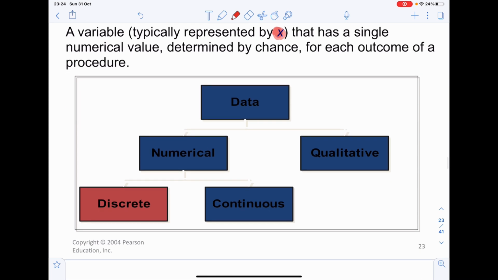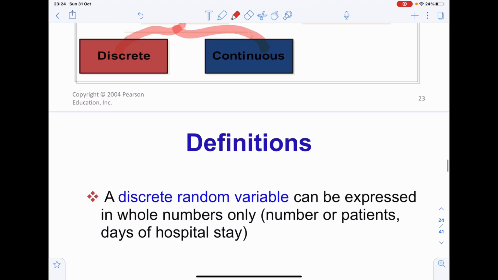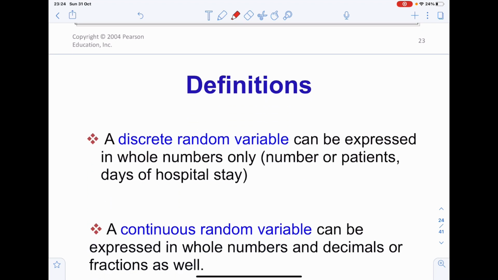Here I have the chart. The data that I have is either numerical or qualitative, and the numerical values of the data are either discrete or continuous. Let's explain each one of those vocabulary terms separately. What does discrete random variable mean?